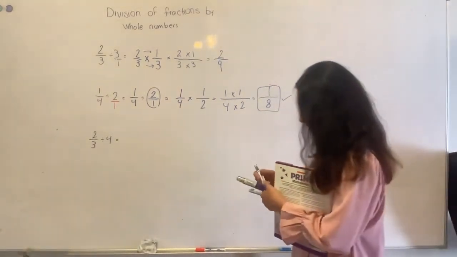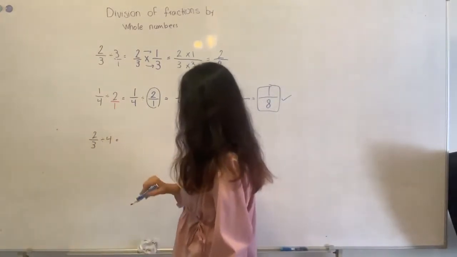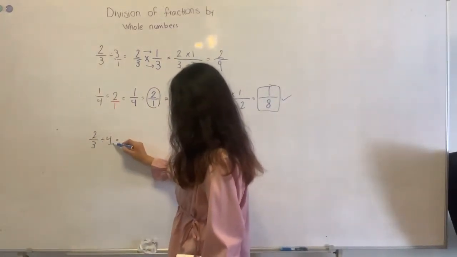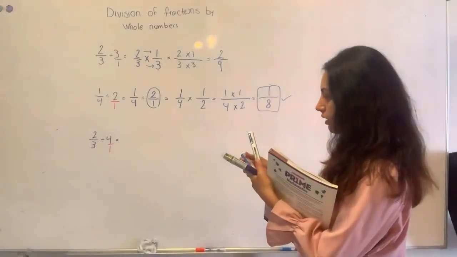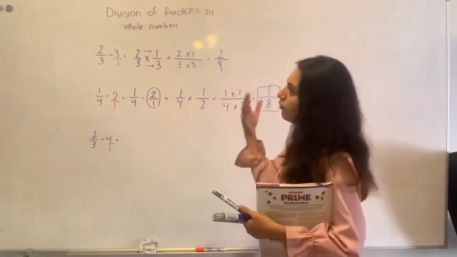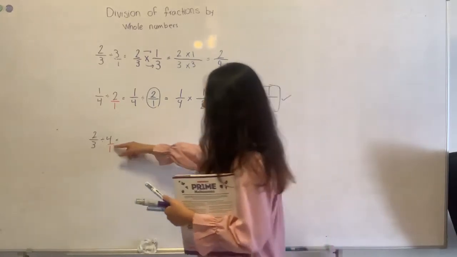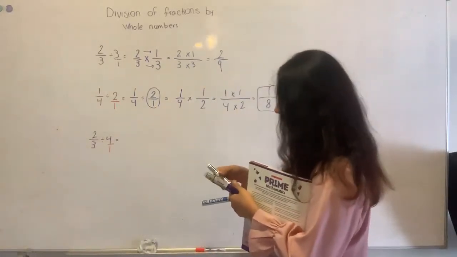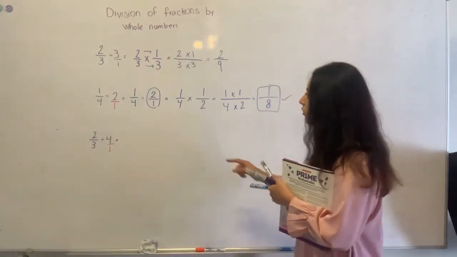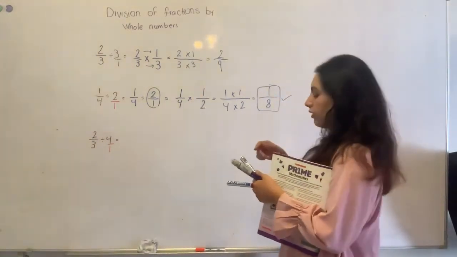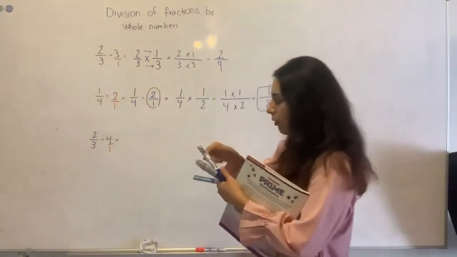Okay, another one. We have 2/3 divided by 4. Think about our imaginary one, because if we have the whole number, we can either say 4, or we can say 4/1. This is the same thing. So when we want to do division, you have to convert it to multiplication. That's the rule for division of fractions by whole number.